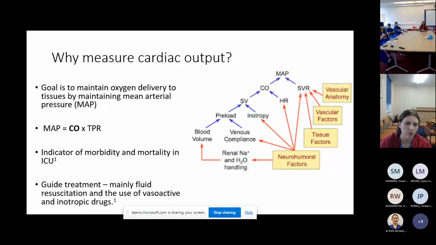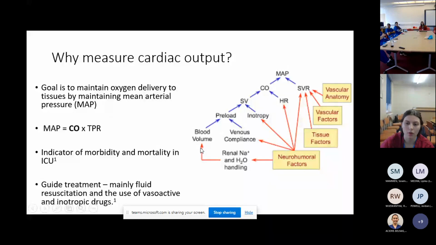So to start off with, why do we want to measure cardiac output? In a large proportion of intensive care patients, particularly shocked patients, the goal of therapy is to maintain oxygen delivery to the tissues. And a key way of doing this is to maintain the mean arterial pressure. And the mean arterial pressure is actually the cardiac output times the total peripheral resistance.